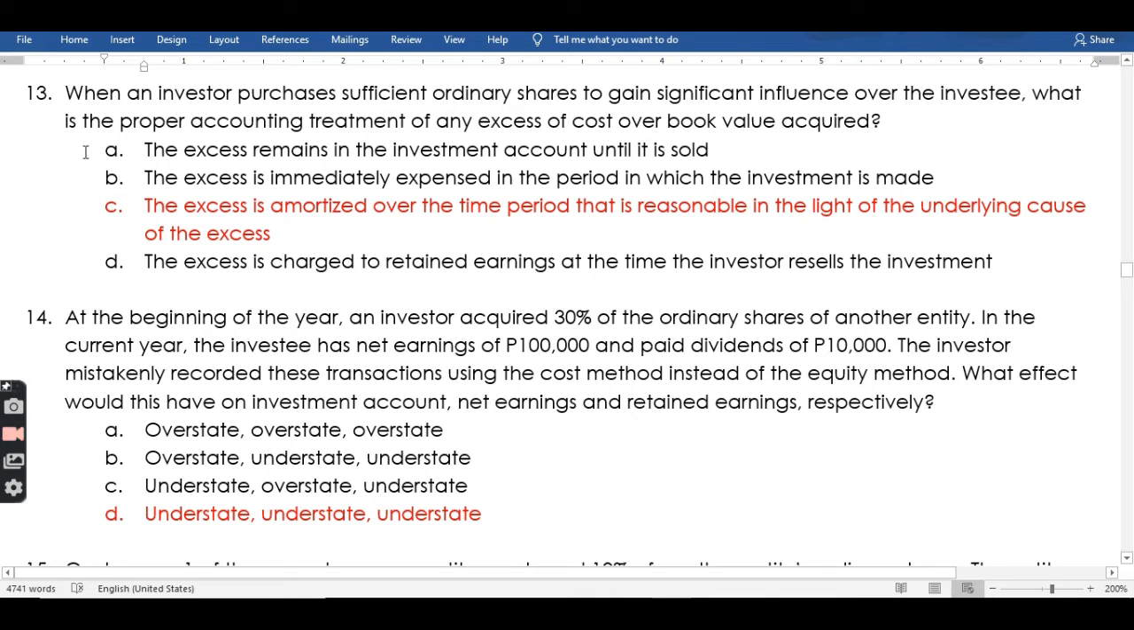Wrong ulit yan. Kasi kailangan mo i-determine kung anong dahilan kung bakit may excess, di ba? So ang sagot ay letter C, the excess is amortized over the time period that is reasonable in the light of the underlying cost of the excess. Okay? Letter D, the excess is charged to retained earnings. Mali din yan. Okay? So, ibig sabihin, letter C, sundan mo kung ano yung dahilan kung bakit siya may excess, tapos i-recognize mo siya properly over the period na kailangan mo siyang i-recognize.